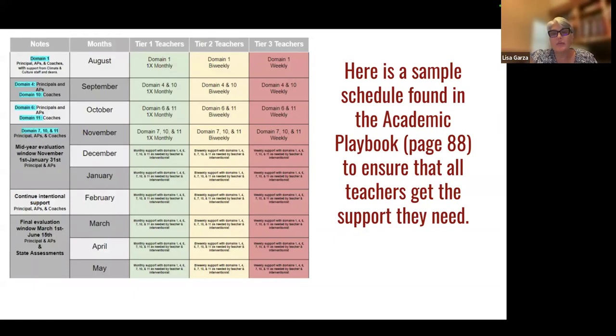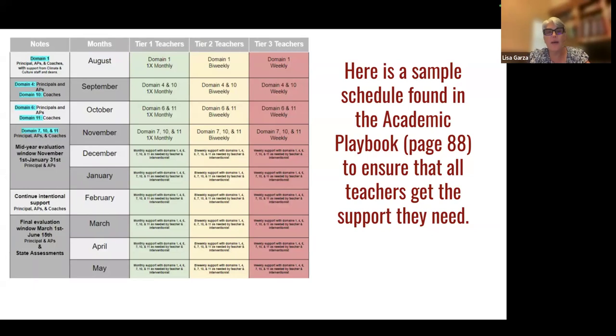This is a sample schedule found in the academic playbook to ensure that all teachers get the support they need. An example of this is in August, domain 1, I'm sorry, can be the focus. In September, domain 4 can be the focus along with domain 10 for coaches. In October, domain 6 can be the focus for teachers and domain 11 for coaches.